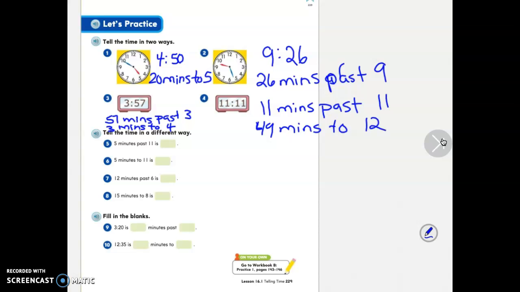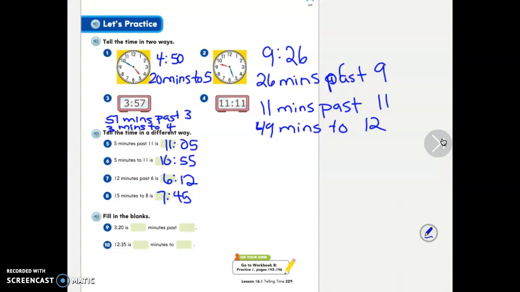All right, it says tell the time in a different way. So 5 minutes past 11. So that is going to be 11:05. 5 minutes to 11, because we're not to the 11 yet, so we have to stay with the number before that. So it's going to be 10:55. 12 minutes past 6 is going to be 6:12. 15 minutes to 8, because we're saying to, that means I haven't got to my 8 yet, so it's got to be the number before, so 7. 15 minutes before it, 7:45.